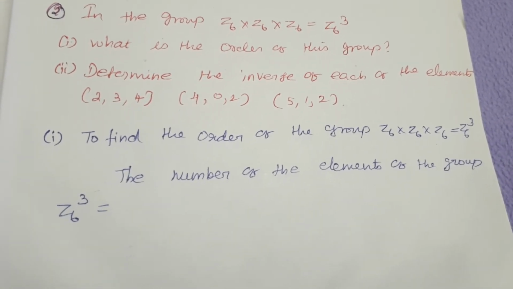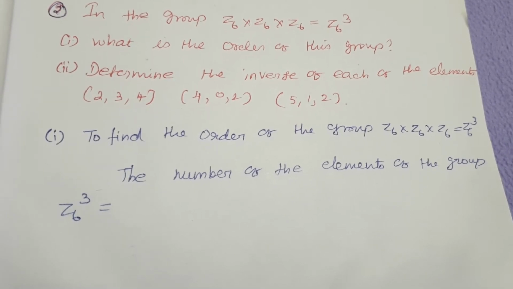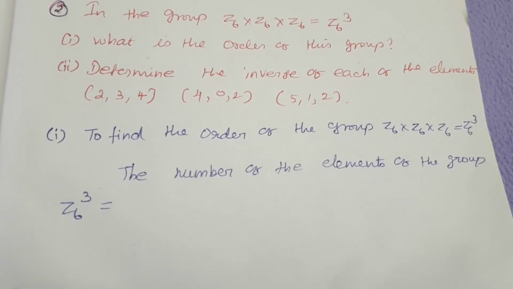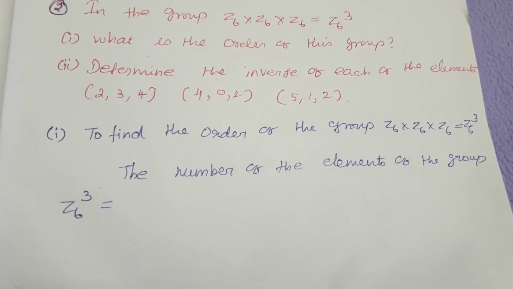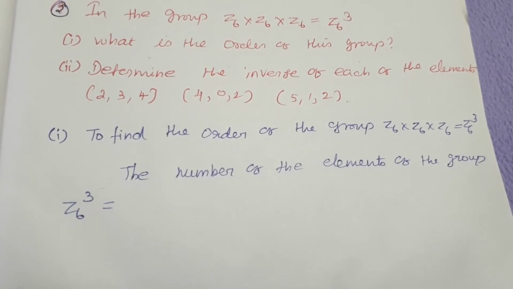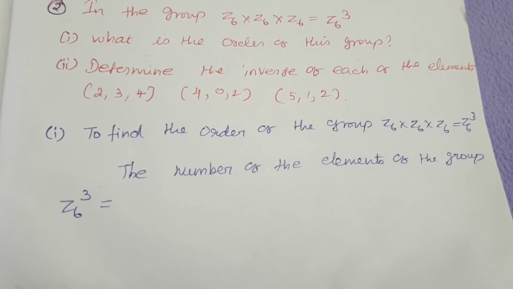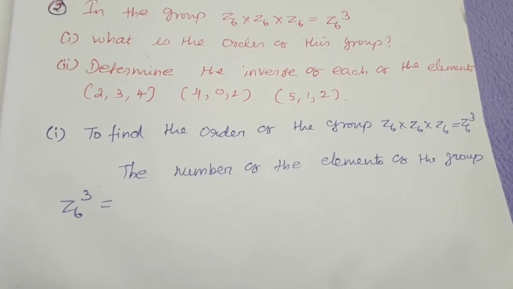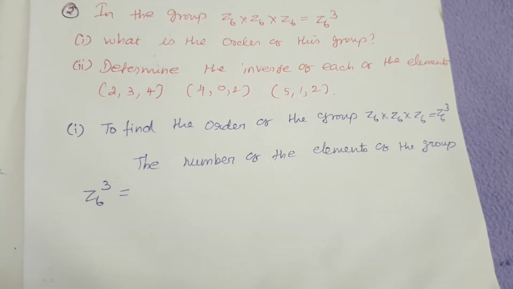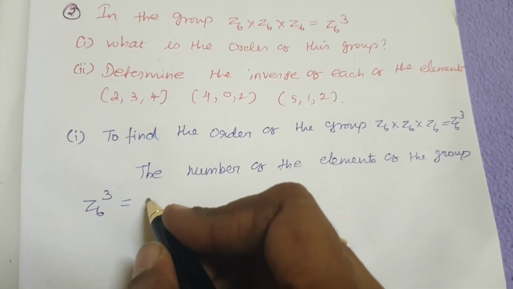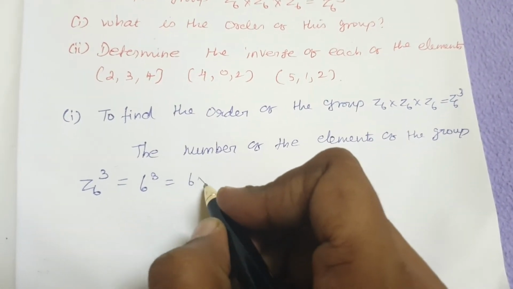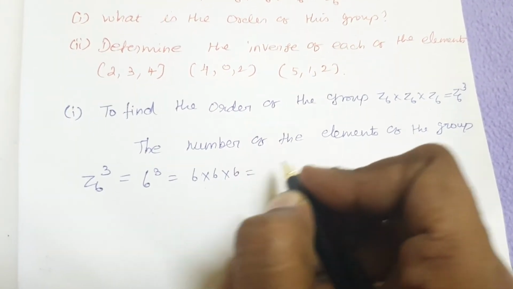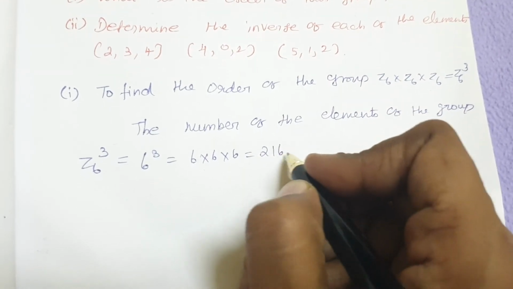The group Z6 has 6 elements, and the group Z6 cube represents the direct product of 3 groups Z6. Hence, the number of elements in the group Z6 cube is nothing but 6 cube, which is 6 × 6 × 6, and the value is 216.